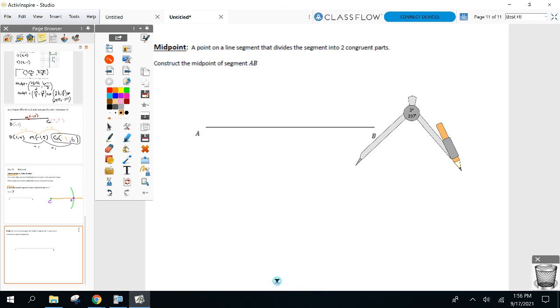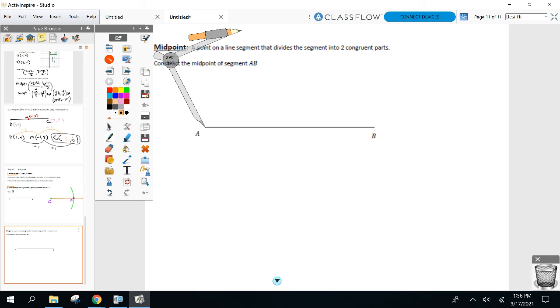So take your compass point and put it on A or B. Doesn't matter. And here's the key to the construction: you need to open it up more than half the length of the line segment, not past it. Open up your compass right now more than half the length.